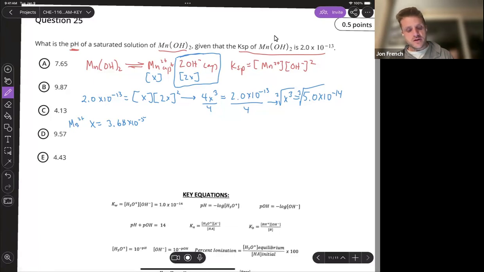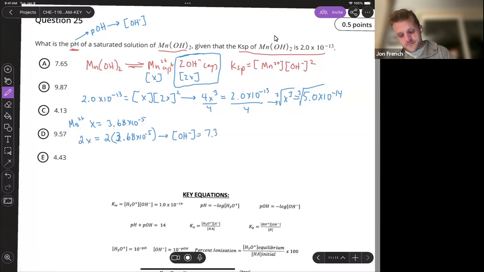We need pH, right? We can get pH from pOH, and then we can get pOH from my hydroxide concentration. So I need my hydroxide concentration. So 2x equals 2 times 3.68 times 10 to the minus 5. So 7.37 times 10 to the minus 5 molar is my hydroxide.